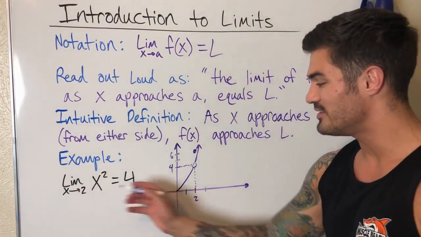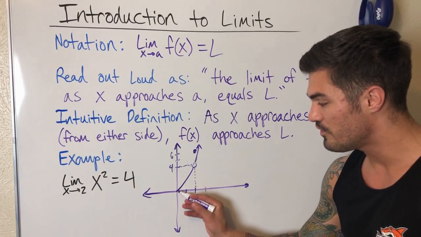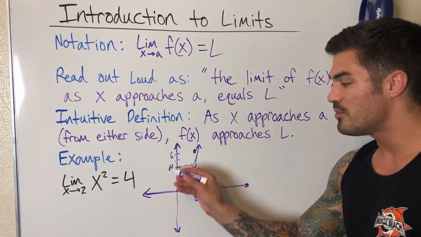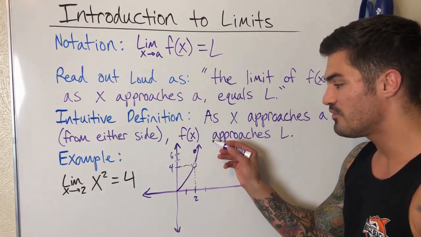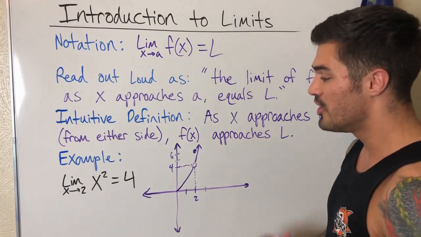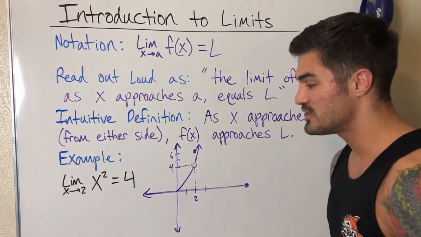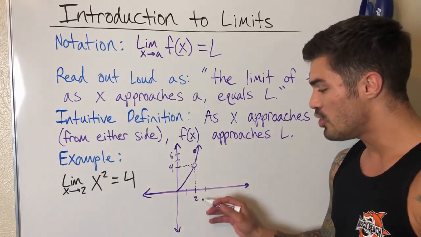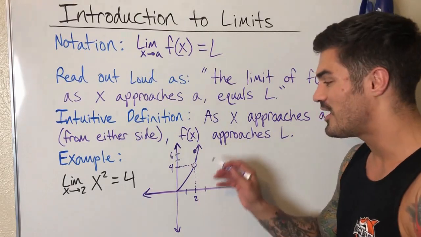Well, now what happens to my limit? As I approach 2 from the left, as my x values get closer and closer to 2 from the left, my y's are still approaching 4, and from the right, the same thing happens as well. So my limit of this piecewise function as x approaches 2 is still 4, even though when I plug 2 into my function, I get out 6.